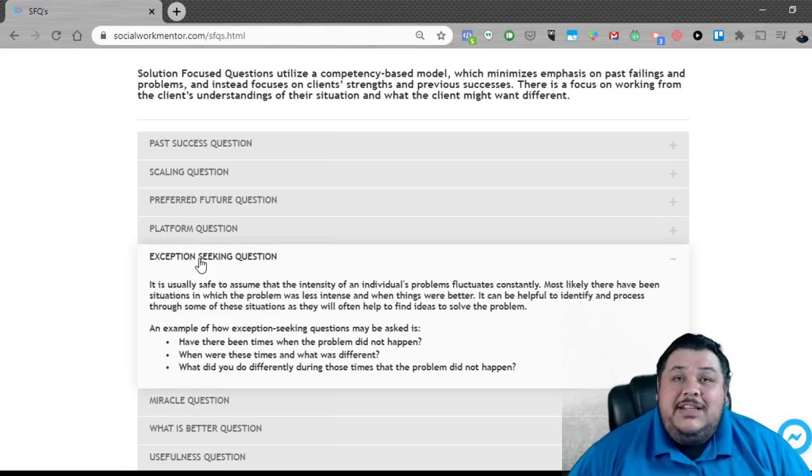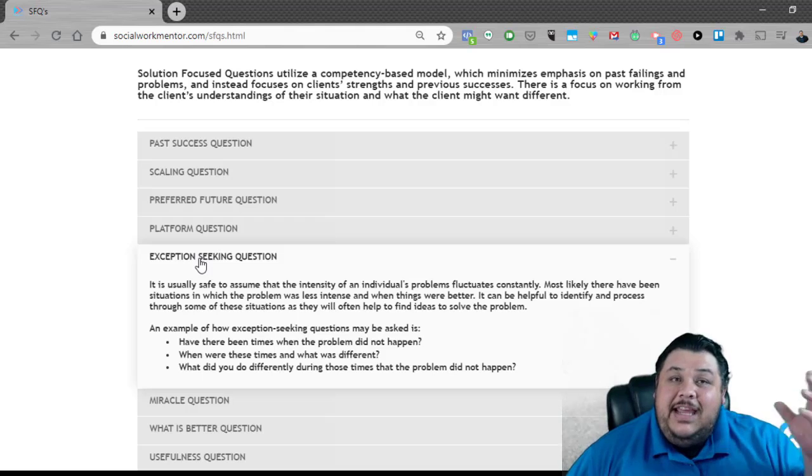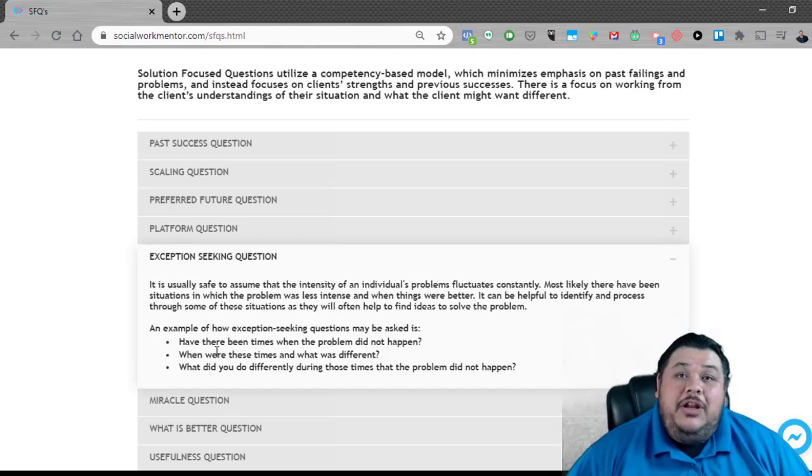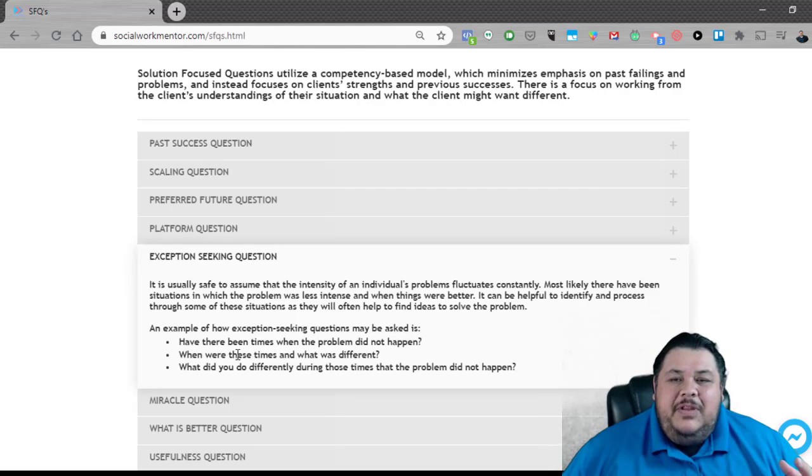So what we're going to do with the exception seeking question is help them revisit that in their mind so that they can identify a time when things were a little different and connect with that to be able to move forward in their current situation. As you can see here in the app or on the website, one of the first things you'll want to do when working with a client in this scenario is help them identify other times that have been similar to the current situation, but the problem that they're experiencing didn't happen at that time.